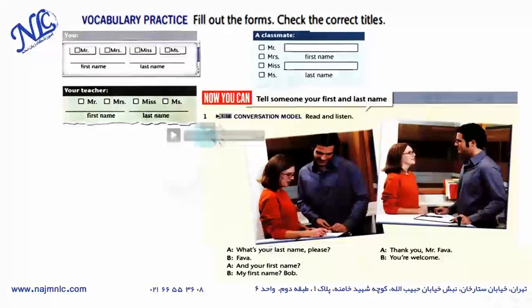Now look at the conversation and listen again. This time, please repeat. Page 15. Now you can tell someone your first and last name. Exercise 1. Conversation model. Read and listen. What's your last name, please? Repeat, please. Fava. And your first name? Repeat, please. My first name? Bob. Repeat, please. Thank you, Mr. Fava. Repeat, please.